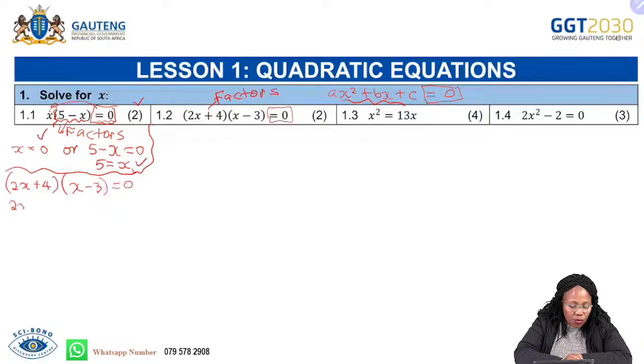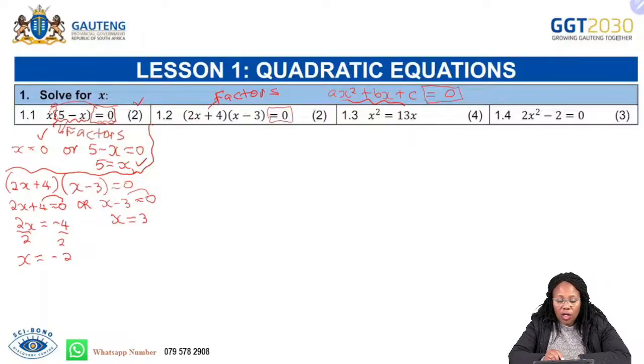The first bracket, 2x plus 4, will be equal to 0, or the second bracket, x minus 3, will be equal to 0. Therefore, 2x is equal to 4 to this side is minus 4. Divide both sides by 2. Then x will be equal to negative 2. Or x is equal to minus 3 to that side will be a positive 3. It is also 2 marks, grade 12. Therefore, we allocate marks only for the final solution for that problem.